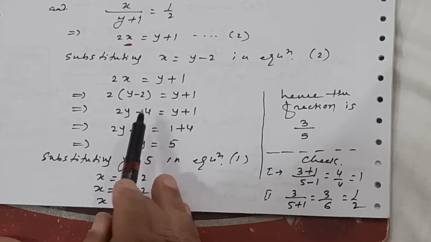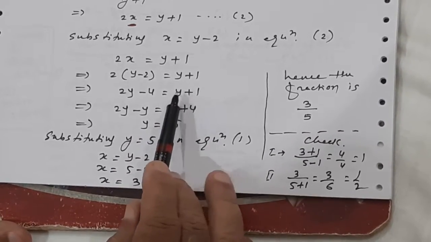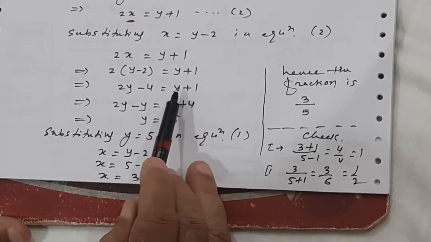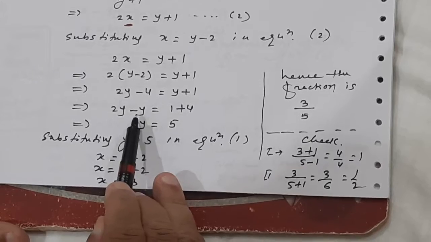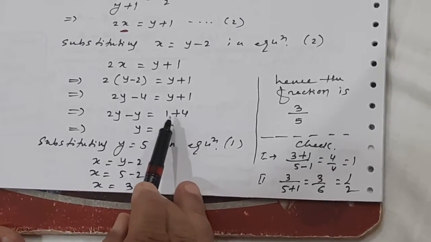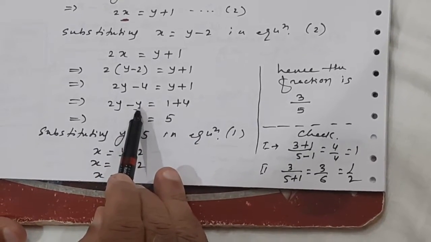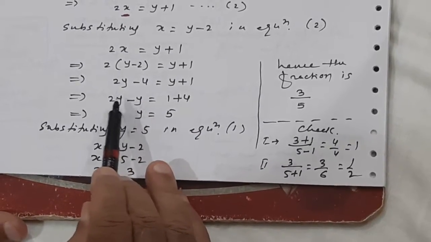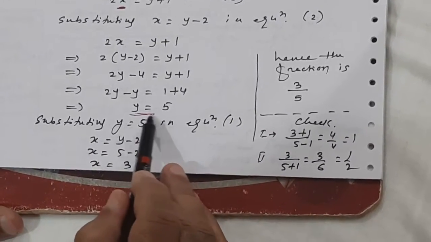Now minus 4 is taken to the right hand side, and y is taken to the left hand side. So y becomes minus y, and minus 4 becomes plus 4. 1 plus 4, 5. 2y minus 1y, this is 1y, 1 we don't write. So 2y minus 1y is y. So here you get the value of y.